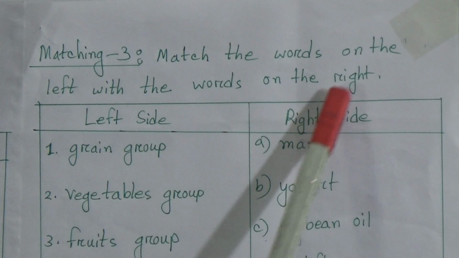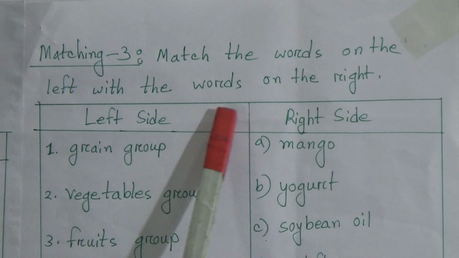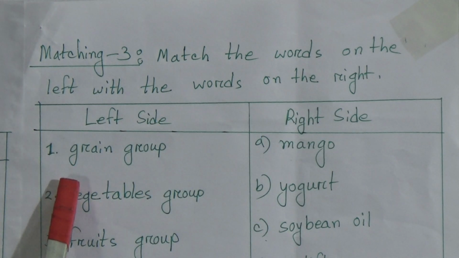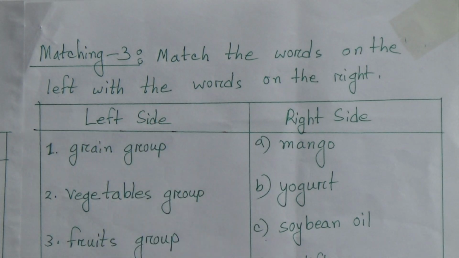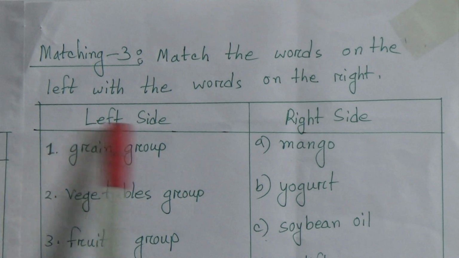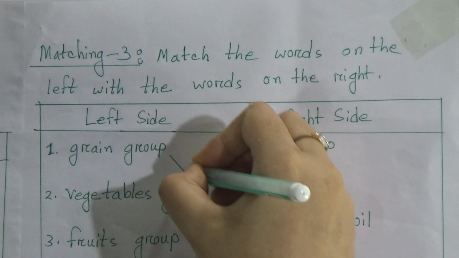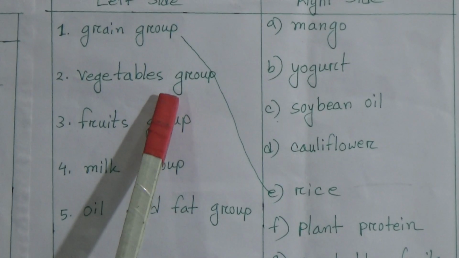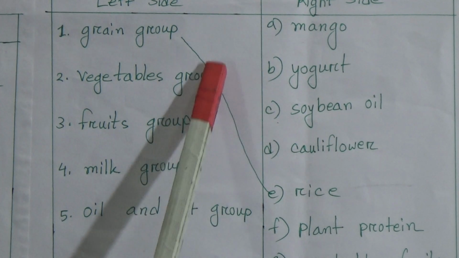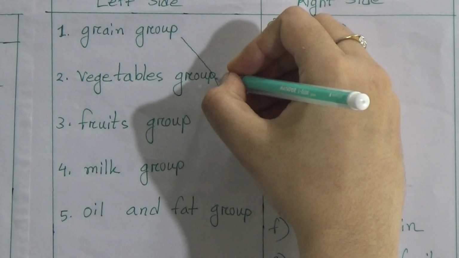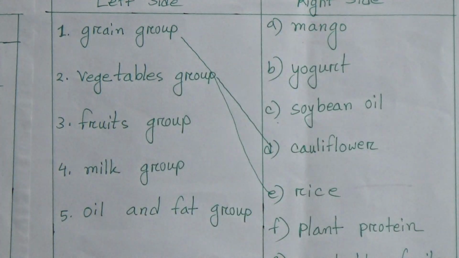Match the words on the left with the words on the right. Here is first point, grain group. From this right side, grain group is rice. That means 1 number will be matched with E number. Let's do it. E number. And then vegetables group. Vegetables group here is cauliflower. Then 2 number will be matched with D number here.